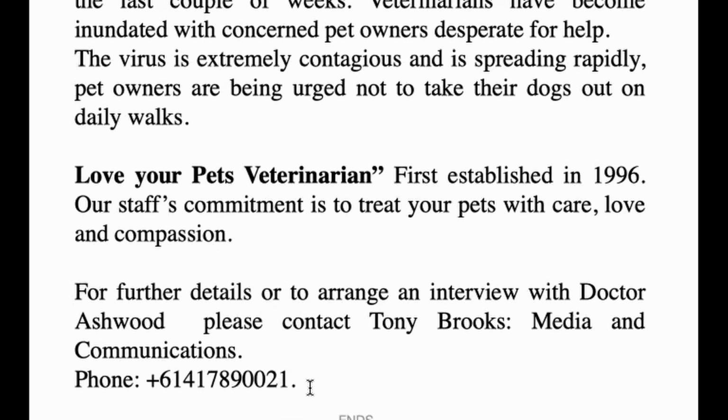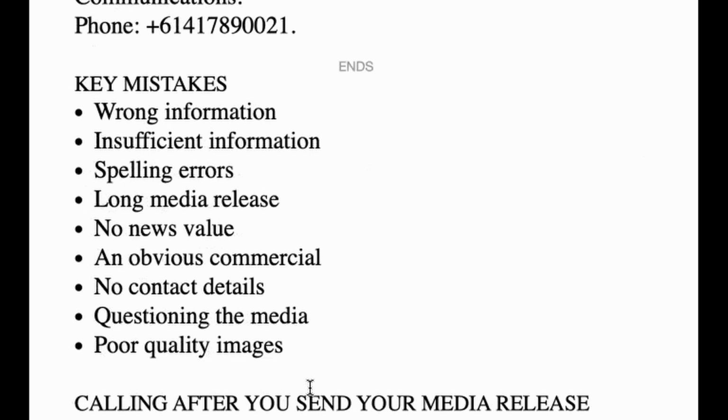Now, a couple of things that I feel are also important, and we'll finish on these. Key mistakes, wrong information. What I mean by wrong information is it might be a wrong contact number, it might be wrong details about who the media and communications officer is, there might be some factual errors within the media release that are not correct. So you just need to be really, really careful about that. Insufficient information, that's when you leave, say, the media and communications officer's phone number off. I mean, that would be the main one.